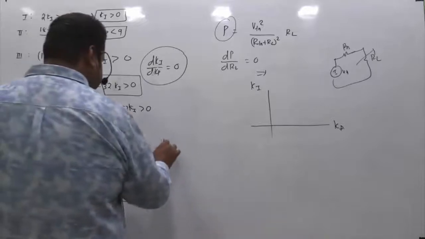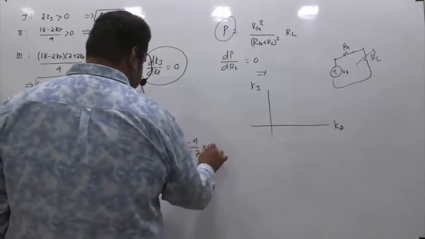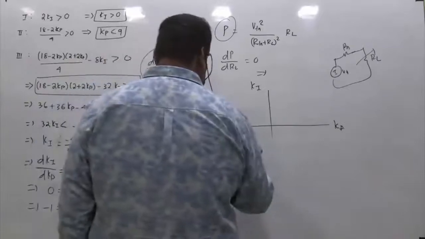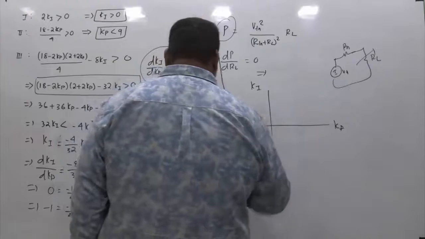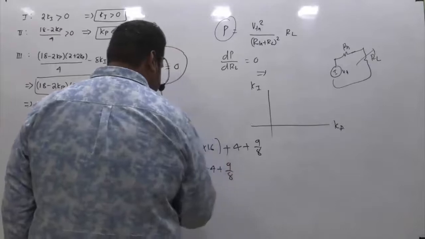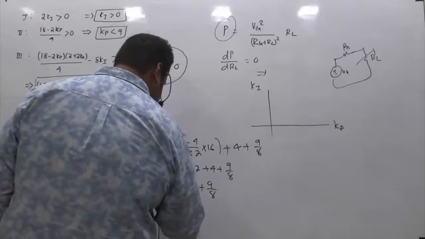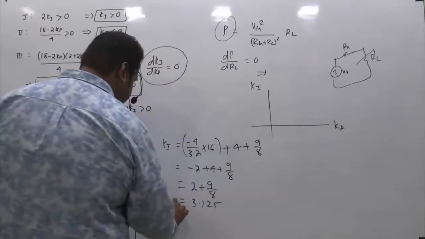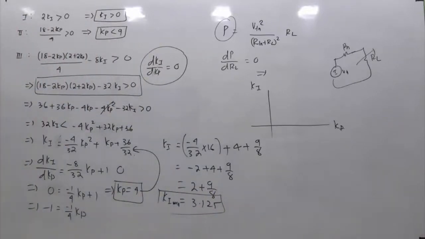So Ki is equal to minus 4 by 32 into 16, since Kp square is 16, plus Kp which is 4, plus 36 by 32, so 9 by 8, right? So this happens to be minus 2 plus 4 plus 9 by 8, so that is 2 plus 9 by 8, which will be 3.125. So this is the value of Ki max. When Ki takes 3.125, the system is stable. If you go beyond it, it will be unstable.